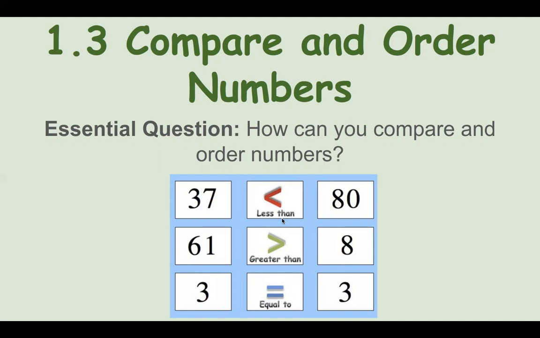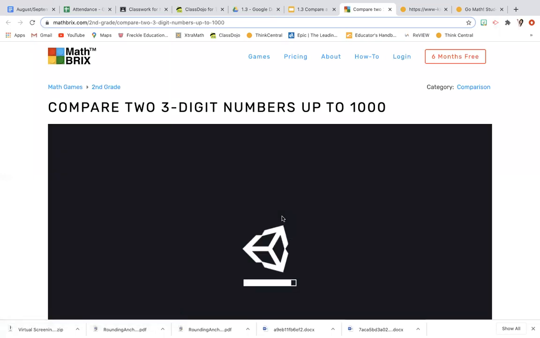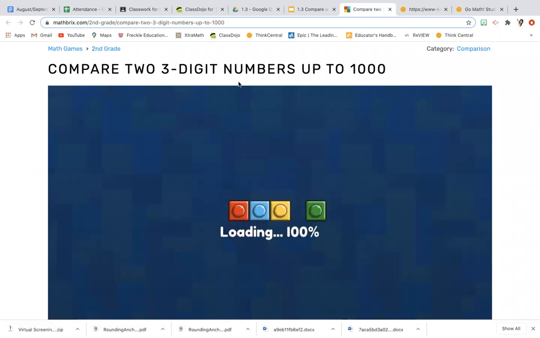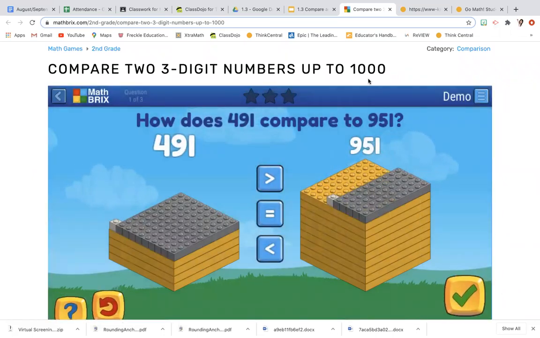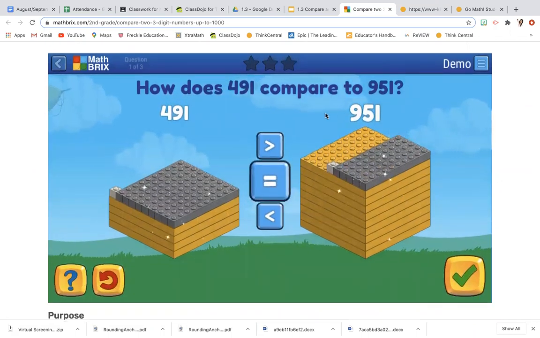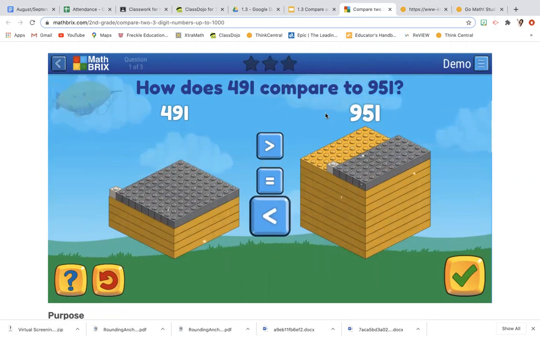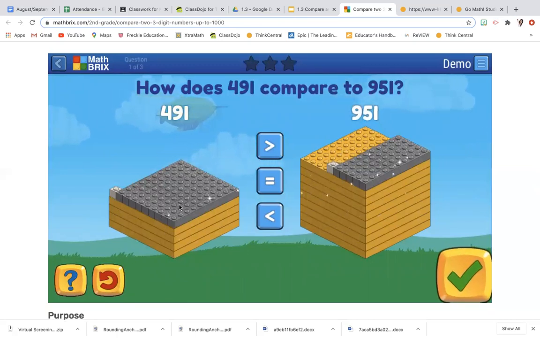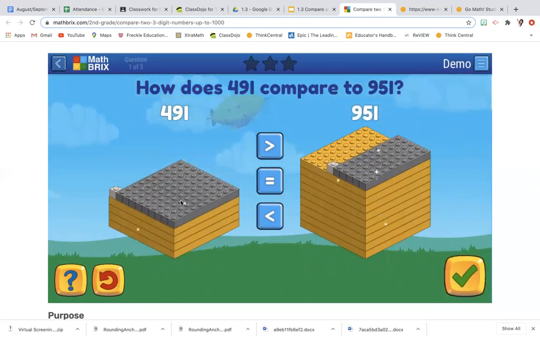Before we jump into the next slide, I just want to play a little game with you. This is working with smaller numbers, 3-digit numbers up to 1,000. We're going to look at bigger numbers in 4th grade, but just to warm up our brains and think about place value and comparing numbers. In this game, they use these Lego-looking things to build a number for us. In this case, it's 491, and this is what 491 looks like.